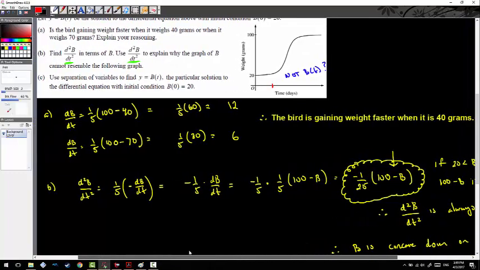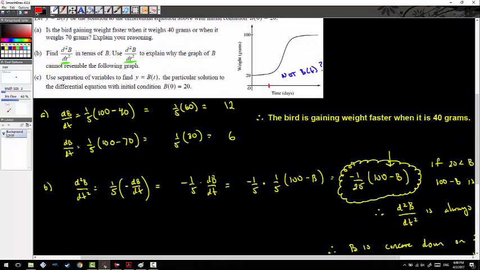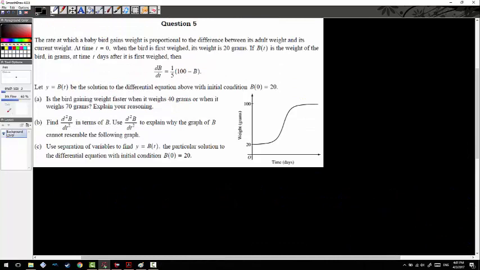Let's go ahead and move on to part C, the final part. Use separation of variables to find B of t, the particular solution to the differential equation, with the initial condition being B of 0 equals 20. So let me clean up the board here real quick. Alright, let's go ahead and separate some terms and get ourselves into a good position.